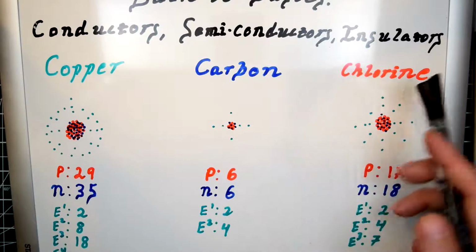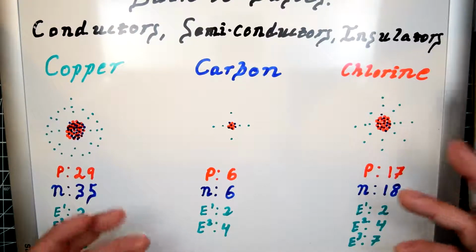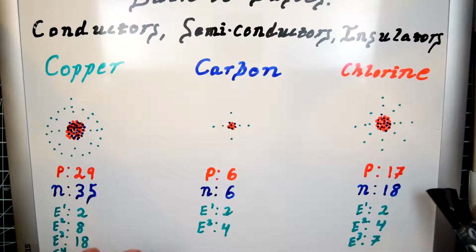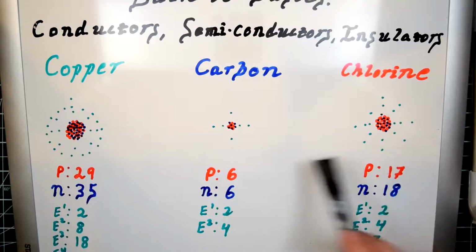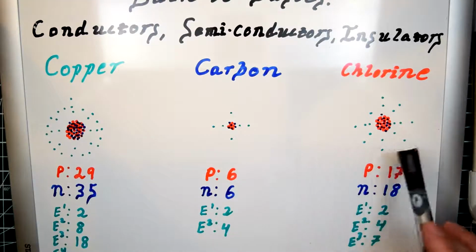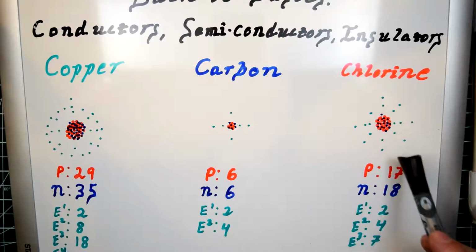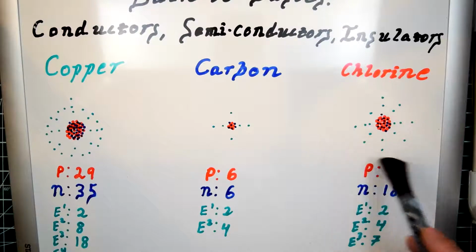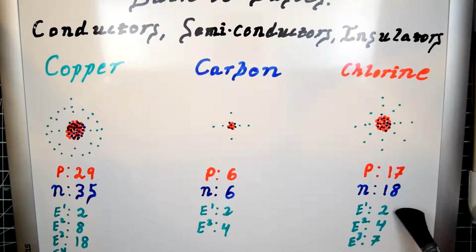But for the case of an elemental insulator, I picked chlorine. Chlorine has 17 protons, 18 neutrons, and yes, I actually did draw the correct amount of dots in the center of these atoms just for fun. And then the electron shells, the first electron shell has 2 electrons, the second electron shell has 8 electrons, and the third electron shell has 7 electrons.